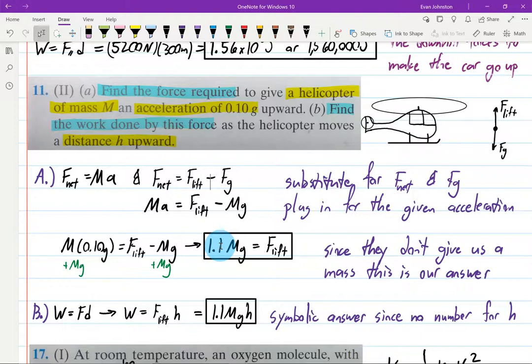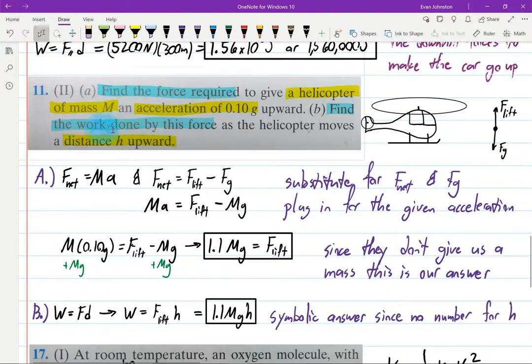Maybe this isn't a very satisfying answer because we weren't given numbers, but you could be told any value for the mass of a helicopter, and you'd be able to find the force needed to make it accelerate up at this rate. That's really what it means. We've solved this infinitely many times now because you could have any helicopter mass. It could be a small one, it could be a huge one. And so that's why this is our answer.